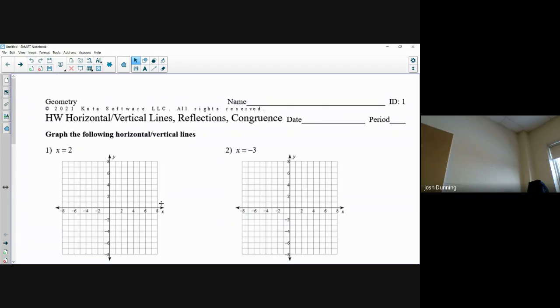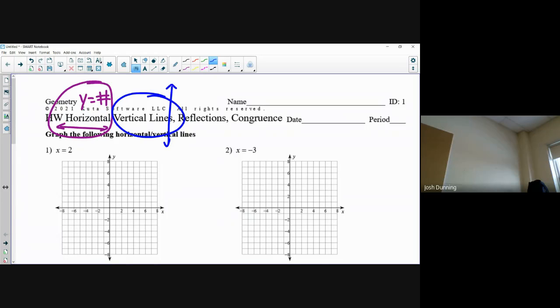So now, horizontal line. Horizontal, it's flat like the horizon, and you graph a horizontal line when you see y equals a number. The horizontal is y equals a number. A vertical line, vertical is up and down, and you'll graph that when you see x equals a number.